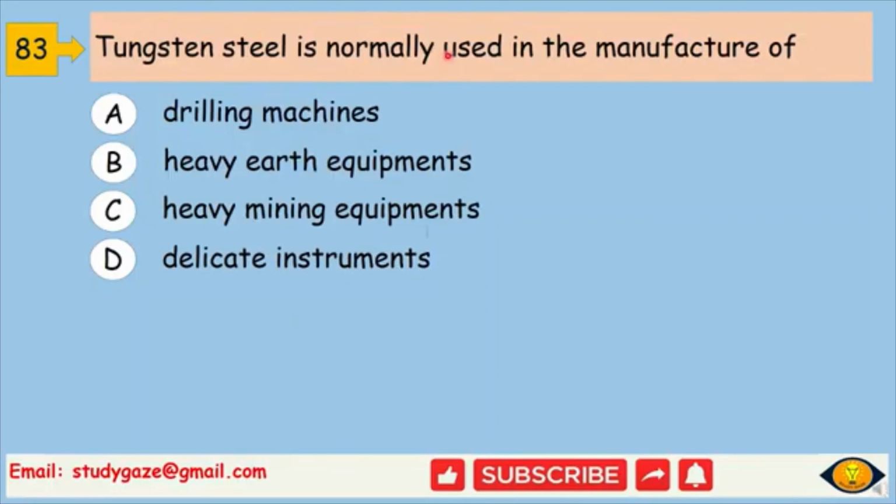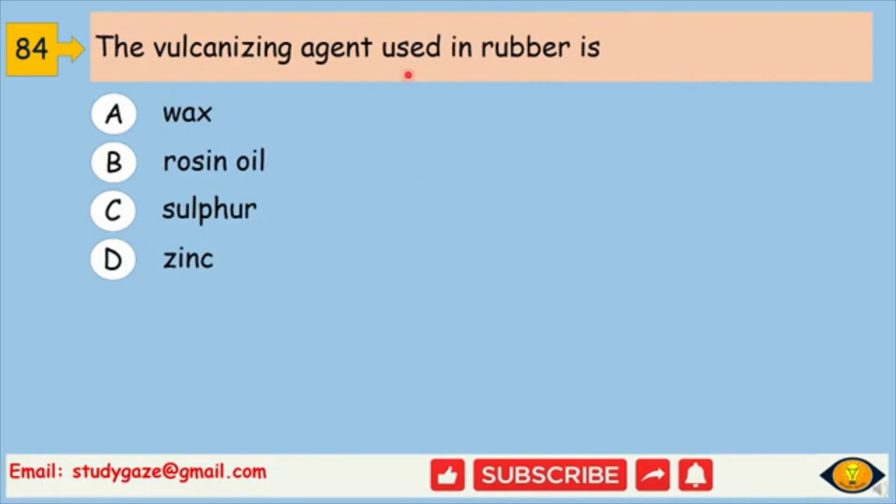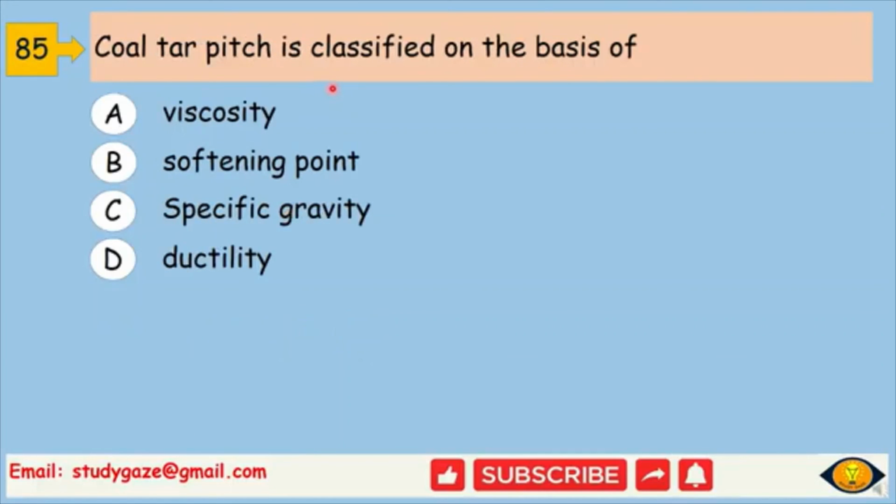83. Tungsten steel is normally used in the manufacture of drilling machine, heavy earth equipments, heavy mining equipments, delicate instruments. Answer is A. Drilling machines. 84. The vulcanizing agent used in rubber is wax, rosin oil, sulfur, zinc. Answer is C. Sulfur. 85. Coal tar pitch is classified on the basis of viscosity, softening point, specific gravity, ductility. Answer is B. Softening point.